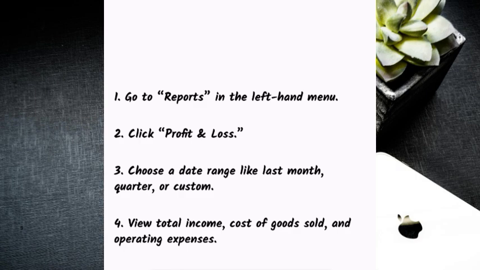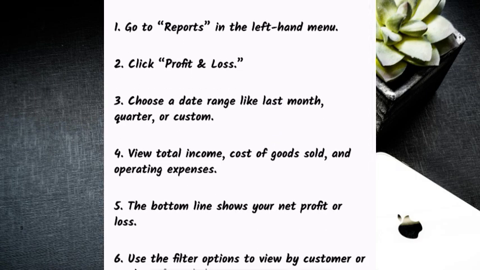And then you're going to need to choose a date range, like last month, quarter, or you could just pick out a specific date. And once that's done, you're going to view total income as well as cost of goods sold and operating expenses. Now the bottom line shows your net profits or loss.